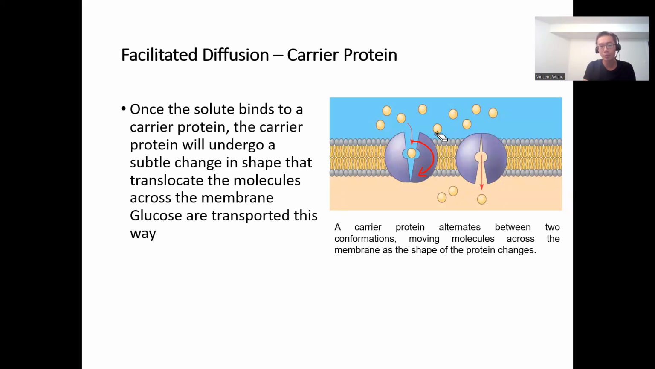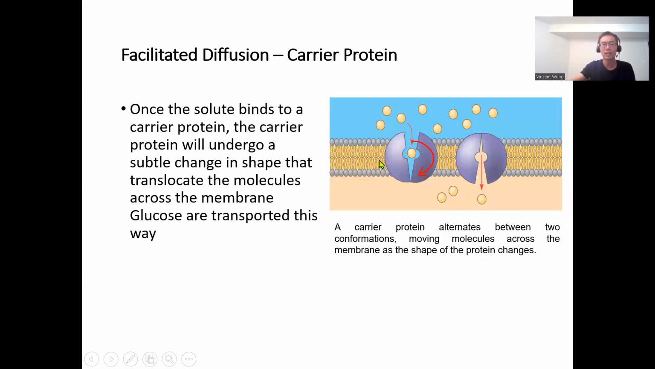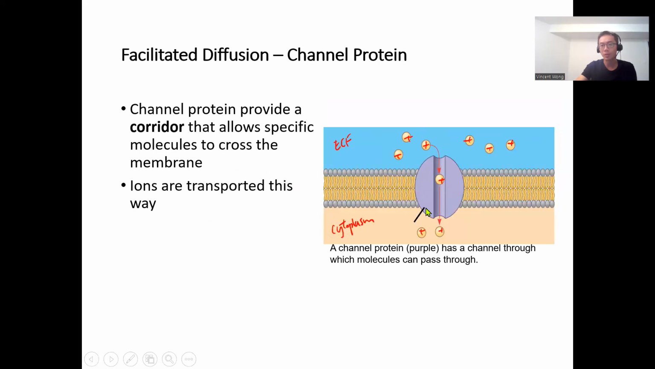In this case, again, there's no ATP requirement. They are still going from high concentration to low concentration. But the big difference is that over here, the protein doesn't move. The protein sits there with a tunnel in the middle. This one, the protein actually undergoes subtle changes in shape, right? Subtle change in shape that translocates, that moves the molecule across the membrane. Okay, so big molecules like glucose would use a carrier protein. Charged particles would use a channel protein.